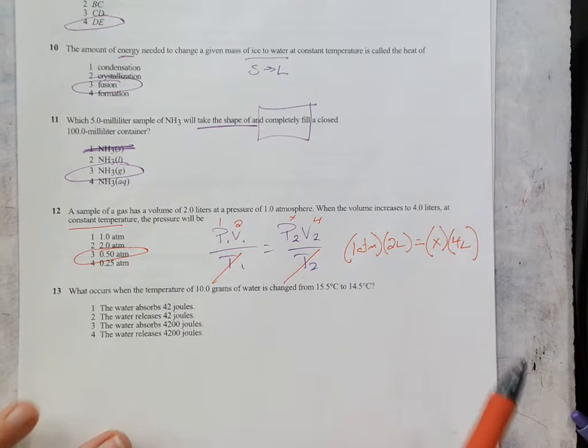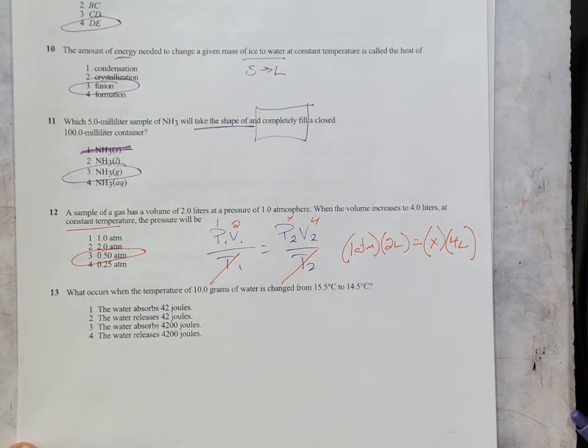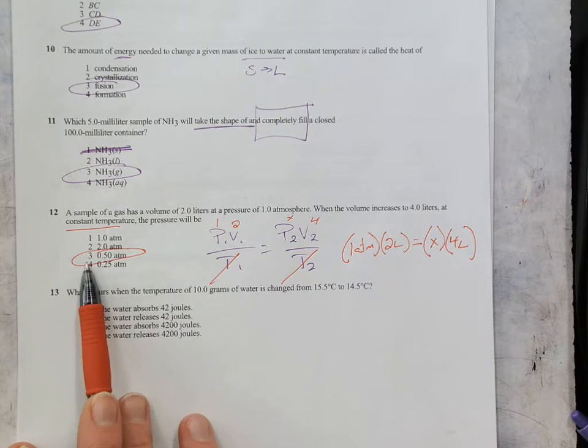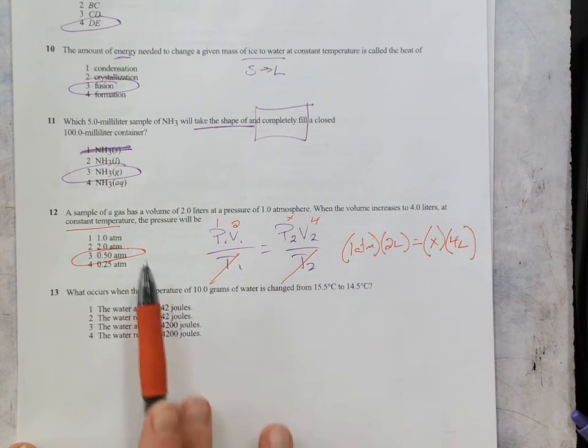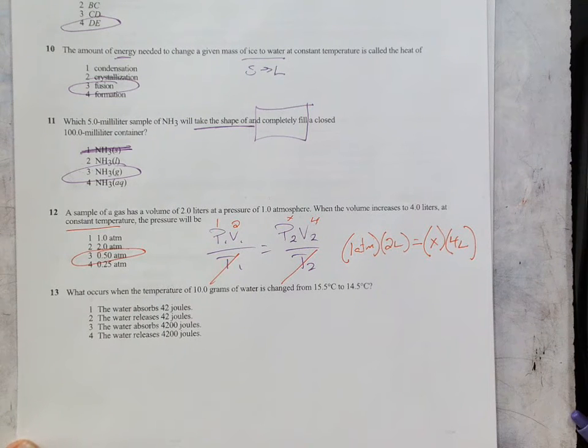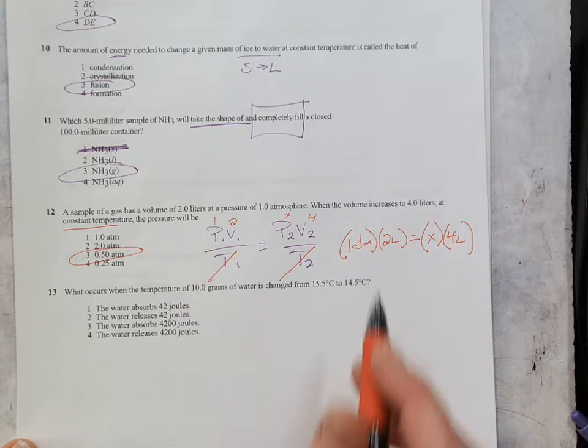Okay. I am not worried about sig figs for a multiple choice answer, but if the answer is rounded and doesn't end up exactly what I think it's going to be, that might be why. It might be because of sig figs. This is an example of that.